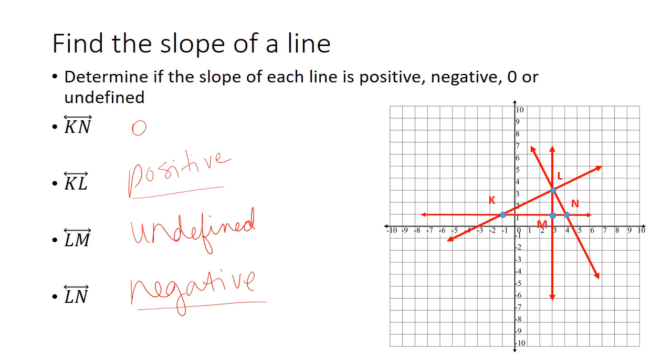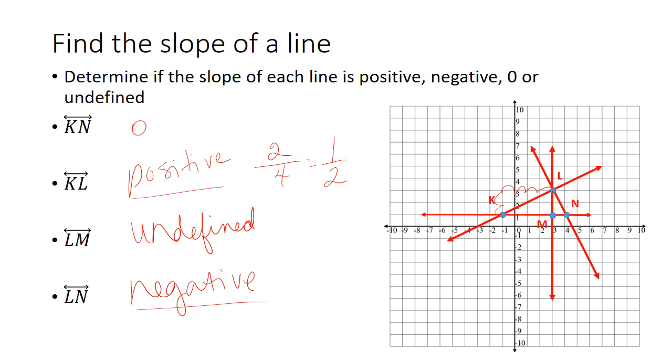So from K to L, how far would you have to rise to go from K to L? How many lines up would you go? You would have to go 1, 2. So we would say 2 over. And then how far would you have to run? 1, 2, 3, 4. We can reduce that and we can say the slope is 1/2.